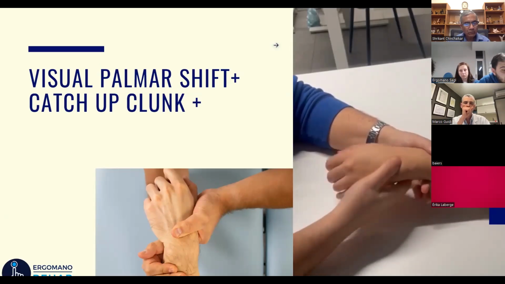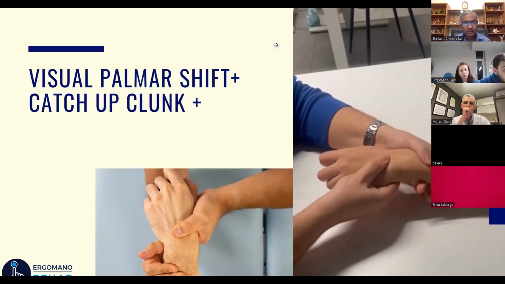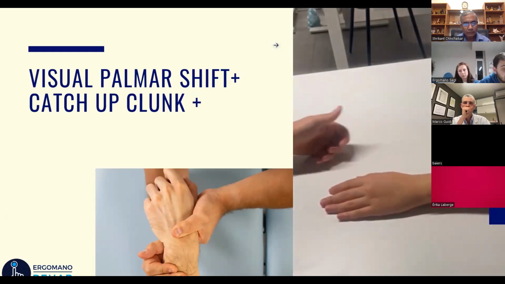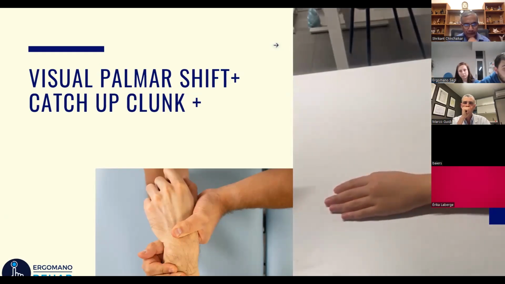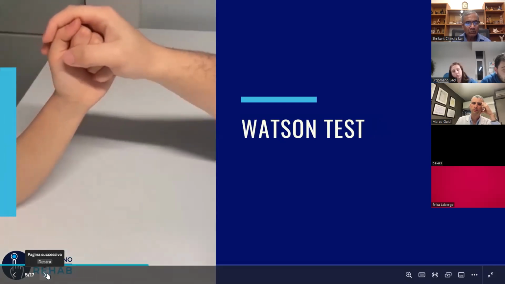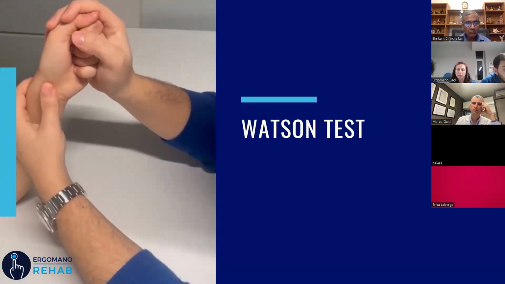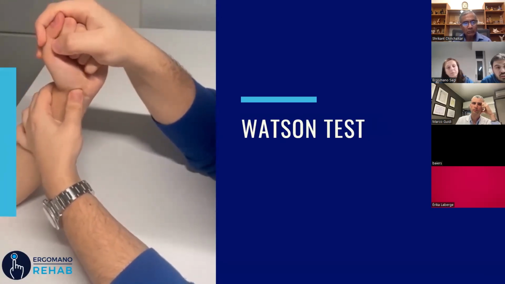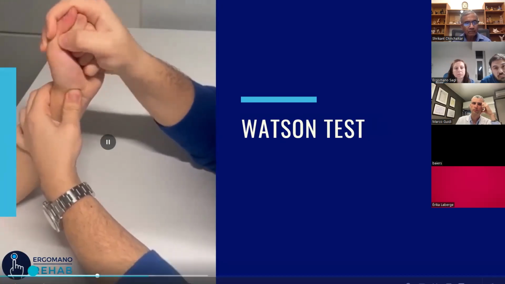Then we started with the visual assessment, which showed obvious midcarpal laxity with the palmar shift, to start a differential evaluation from the TFCC, confirming the surgeon's point of view, and the catch-up clunk test was positive. To complete the intake and the functional assessment, the patient presented a weakly positive scapholunate laxity, with the Watson test slightly positive.